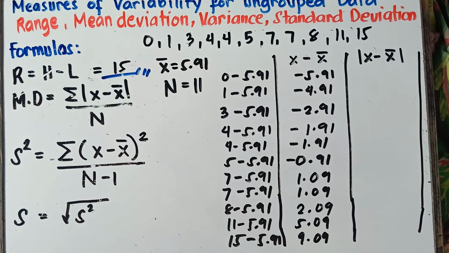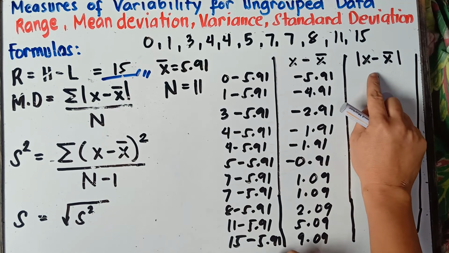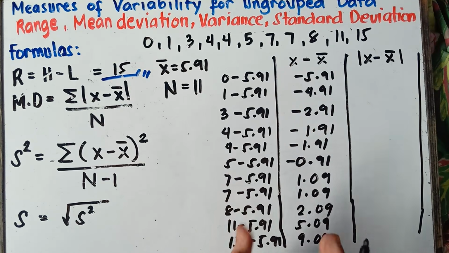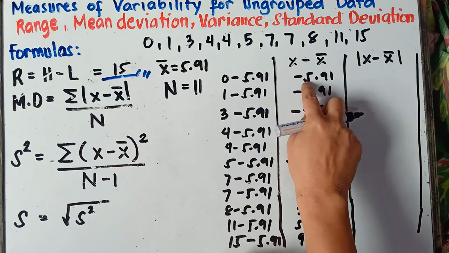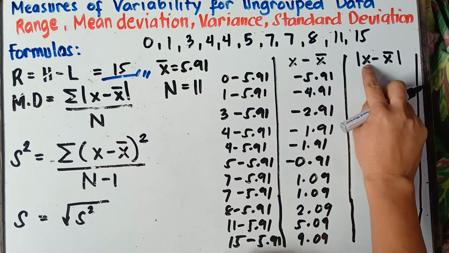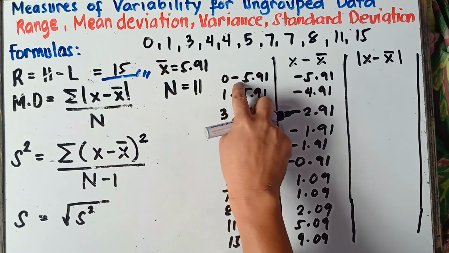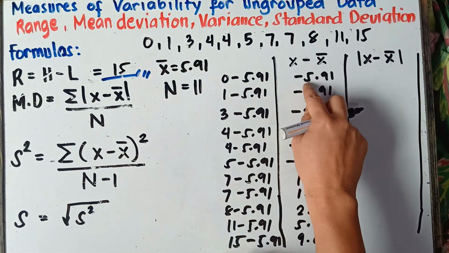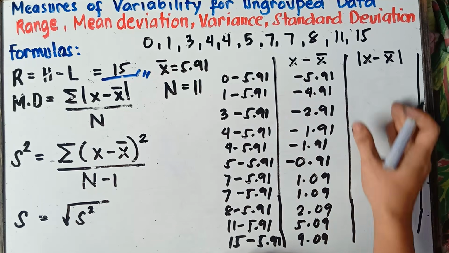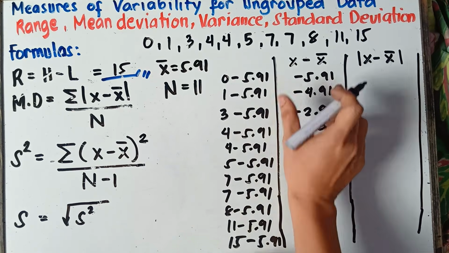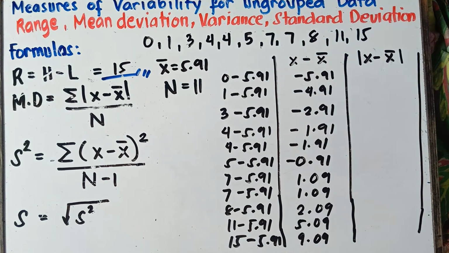Now, next step, class, we need to get the absolute value of the difference of the sample by the mean. Once again, class, sample minus the mean, this is the answer, right? Negative 5.91. 0 minus 5.91, that will be negative 5.91. Now, in the next column, class, you need to get the absolute value of your answer. The absolute value of a number is always a positive number.